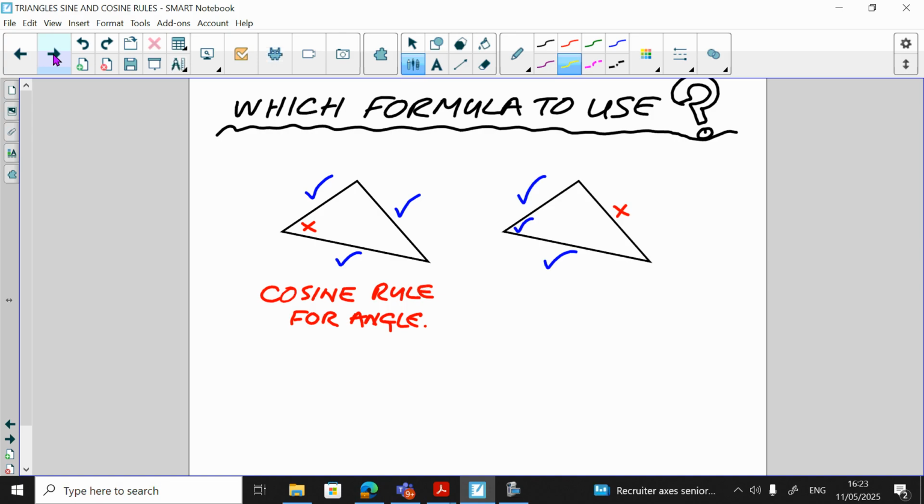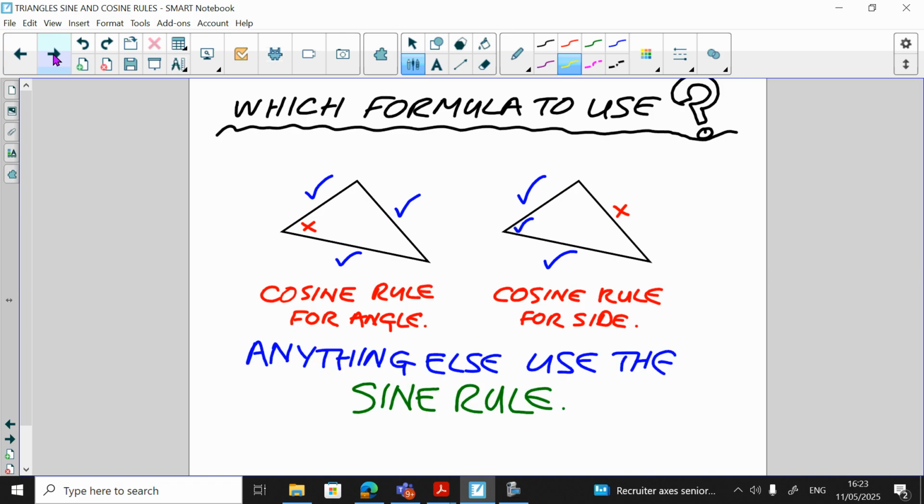If, however, basically on the right hand side, the 4 other things are still involved. I've still got all 3 sides. I've got one angle, but the one angle I have, and I'm looking for a side. But because I've still got 3 sides and an angle, it's again the cosine rule. But I'm looking for a side. See anything else? It's the sine rule. Okay, so if you just break it down to that, you should be fine.